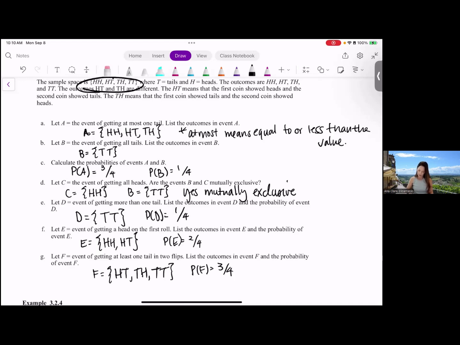So let's write down at least means equal to or more than the value.